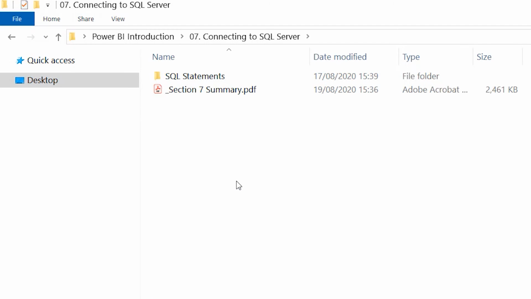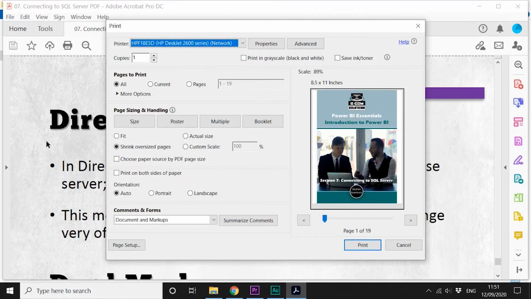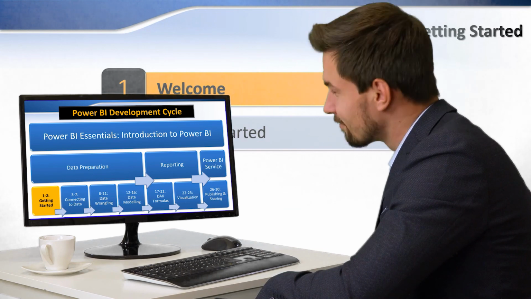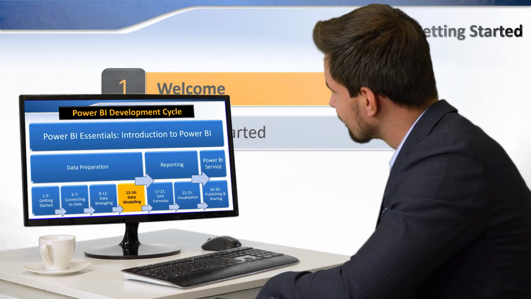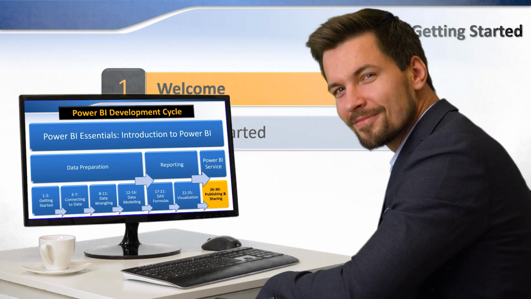And don't forget that in each section folder, you'll find a PDF version of the section summary which you can use for offline browsing or even print out. So take your time and work your way slowly but surely through the course material, and when you're done, you should find that you know Power BI pretty well.